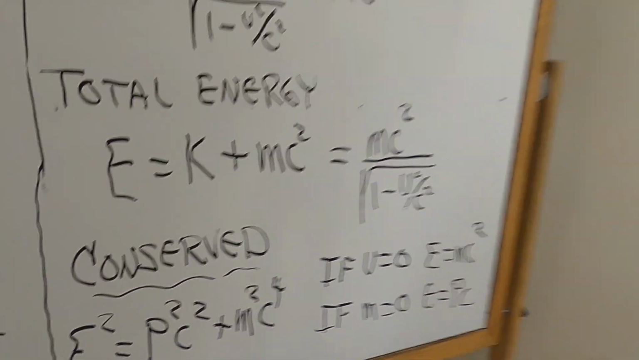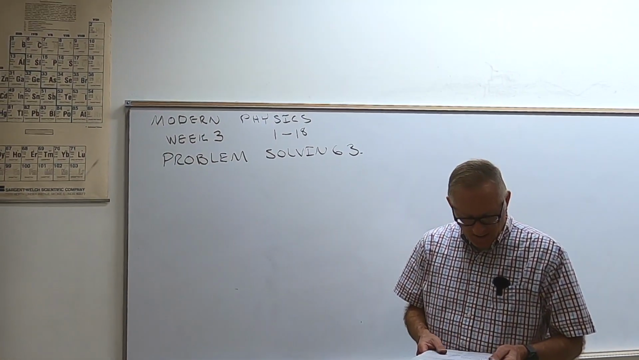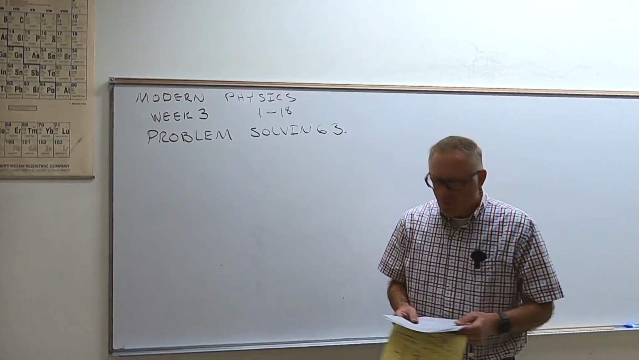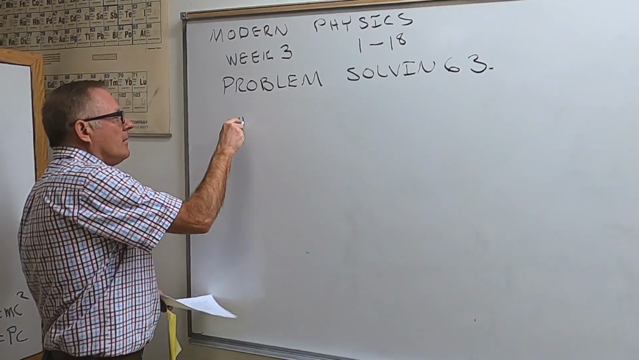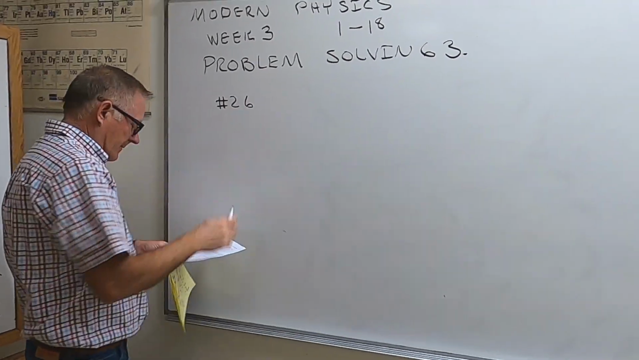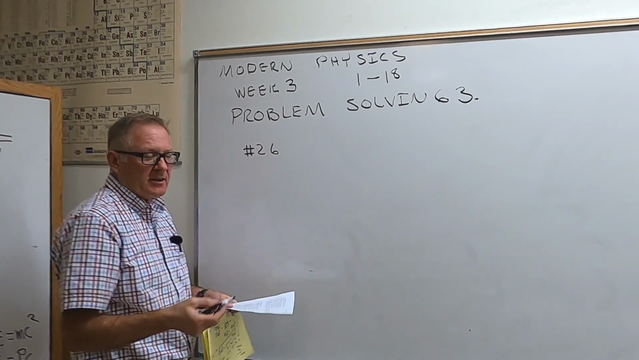Okay, so again, I just wanted to work out more problems from that textbook. I'm going to go and do number 26. Now here, they say an object having a mass of 900 kilograms.